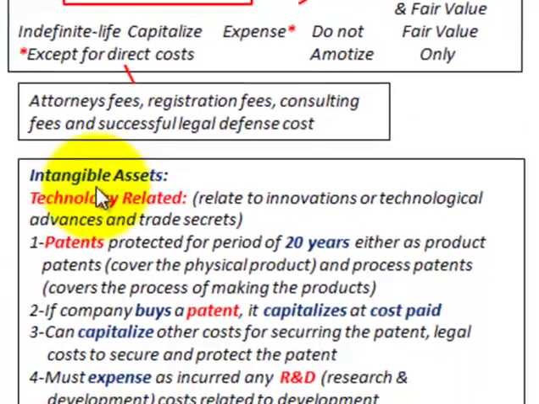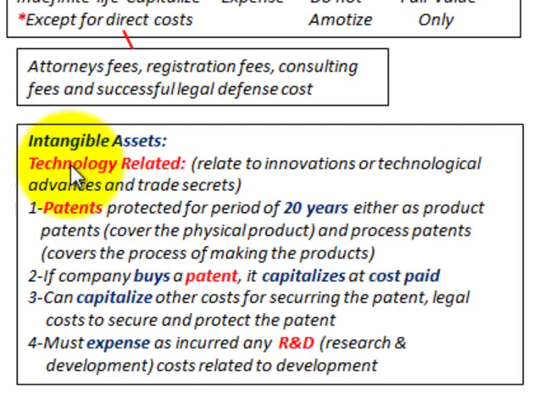Okay, so to further expand on our intangible assets, looking at the technology related ones, they relate to innovations or technological advances and trade secrets. So let's look at our points. Patents are protected for a period of 20 years, either as a product patent, which covers the physical product, or a process patent, which covers the process of making the products.